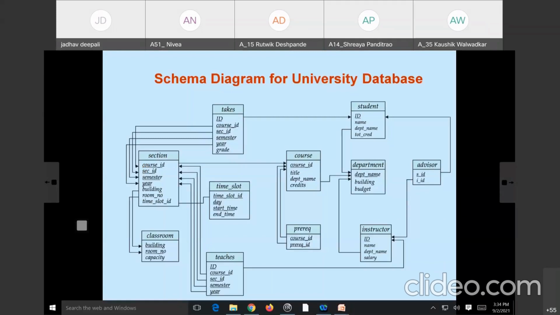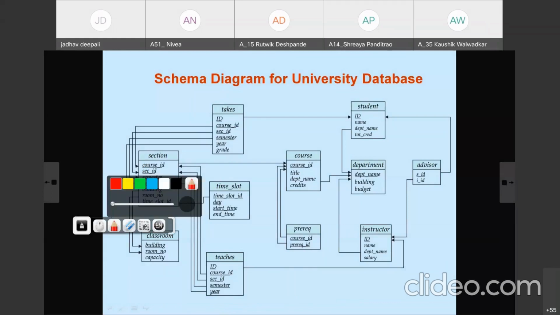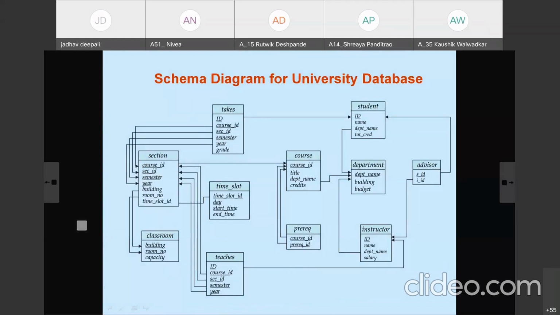This is the schema diagram for the university database. It is the logical design of the entire database. How to draw this schema diagram we are going to learn after the ER diagram. So this schema diagram of the university database defines the logical structure, or the overall logical design.